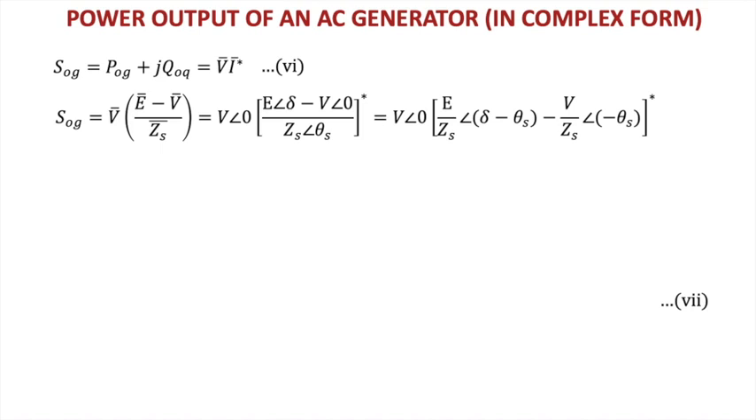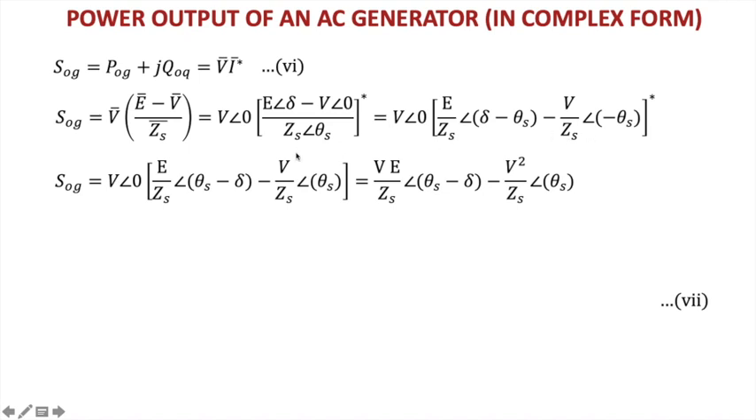So S will be equal to, substituting the value of I, E minus V by Zs conjugate, and then you substitute the polar values. That is, E was represented as E angle del, V was represented as V angle 0, and Zs was Zs angle theta s. When you divide throughout by Zs, you will get this, and because it is a conjugate, in the next step we will consider this conjugate, and this angle theta s is now positive.